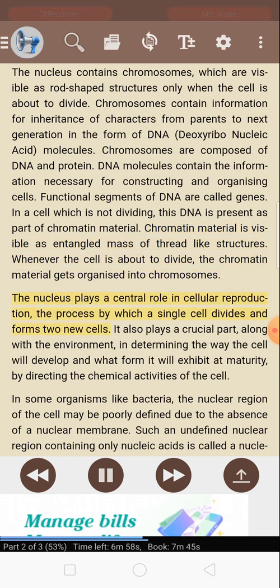The nucleus plays a central role in cellular reproduction, the process by which a single cell divides and forms two new cells. It also plays a crucial part, along with the environment, in determining the way the cell will develop and what form it will exhibit at maturity by directing the chemical activities of the cell.